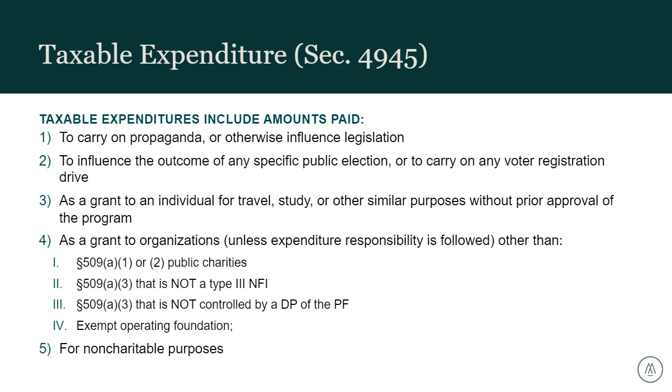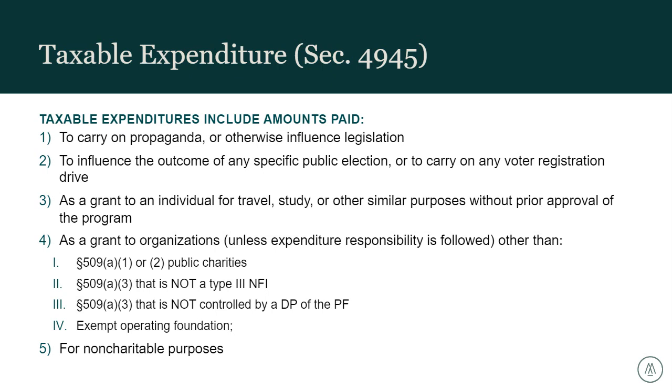The other public charity is a 509(a)(3). This is a supporting organization, and you can generally give to those, but you need to know what type of supporting organization you're giving to, because you're not allowed to give to what's called a type 3 non-functionally integrated, which is what NFI stands for. So you need to make sure that you know what type of supporting organization you are giving to.